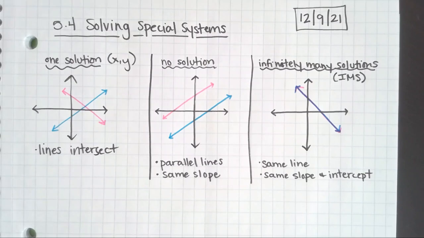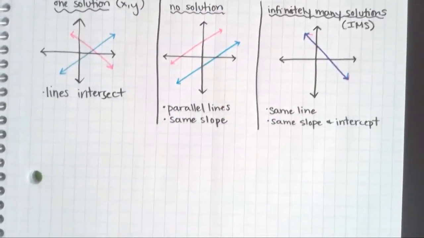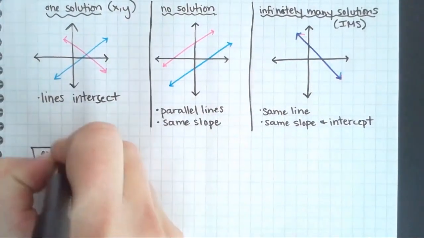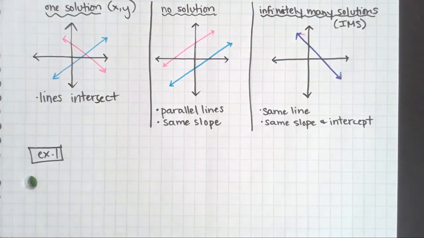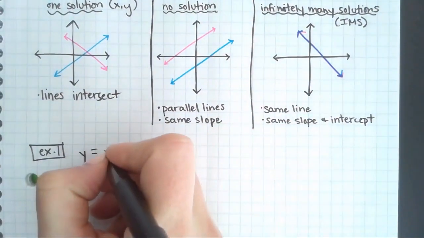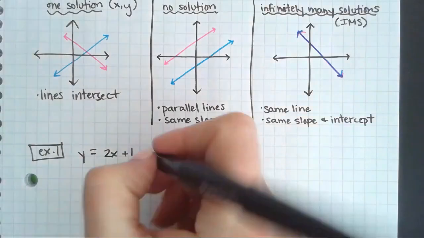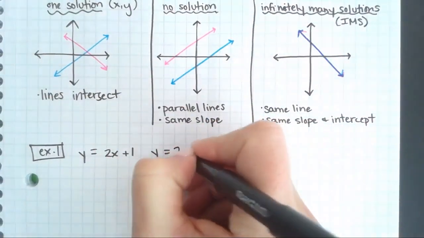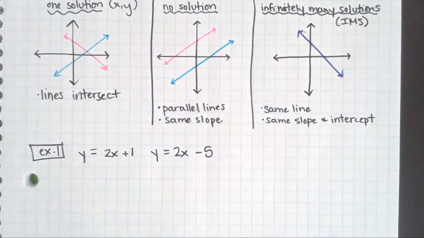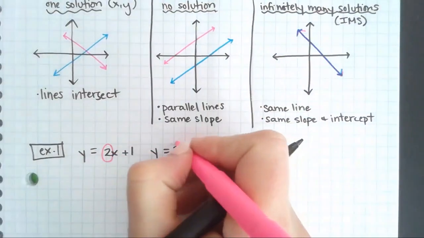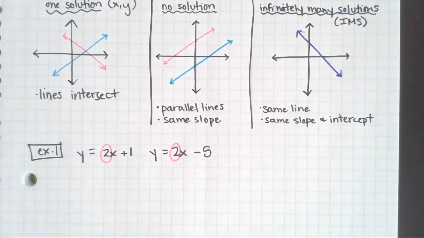Let's do a couple of examples. All right, example 1. To solve the system, y equals 2x plus 1. y equals 2x minus 5. Okay, this is in slope-intercept form. What do you notice? Lainey? Good. They have the same slope. Meaning what is true about the lines? Joey? They're parallel.